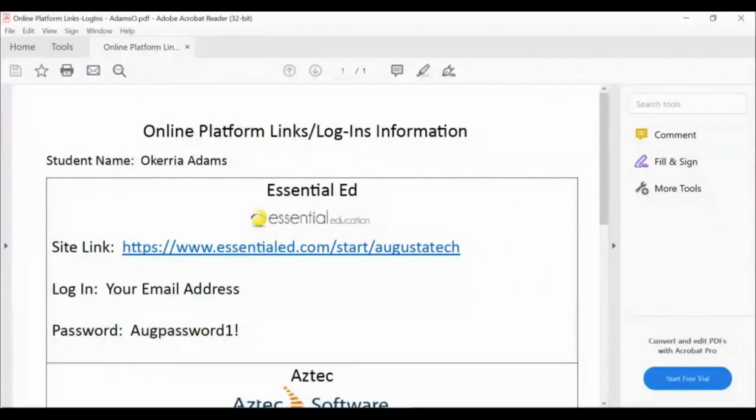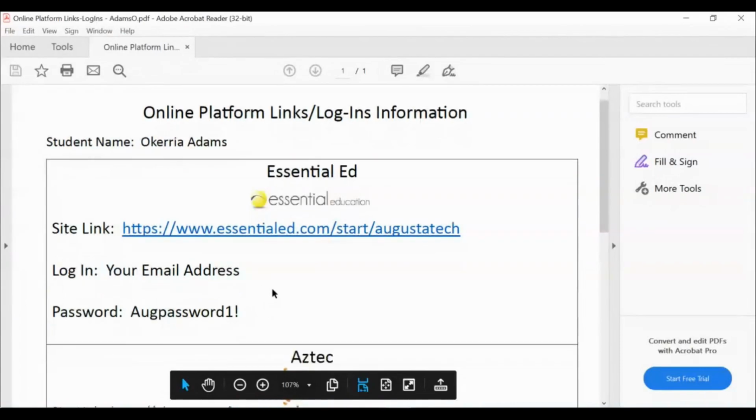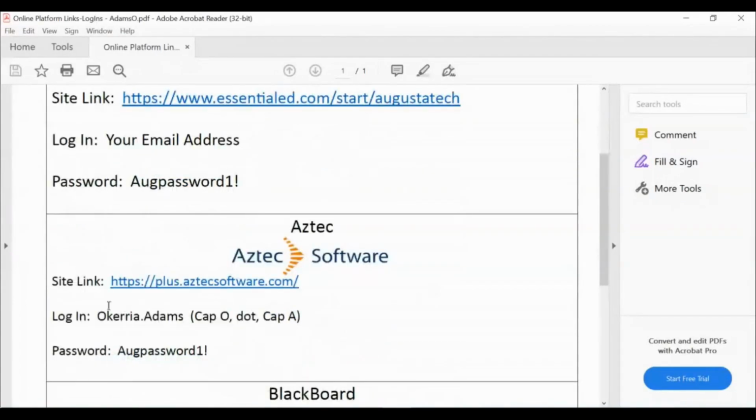I just need to know how to do it and how to get in. Okay. You should have gotten a document that looks like this. When you first came to class, when you got your welcome letter, you were sent a login sheet, and it has the login link for Essential Ed, tells you how to log in using your email. There's your password. There's the link for Aztec.